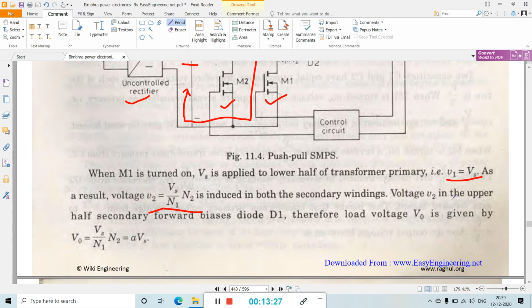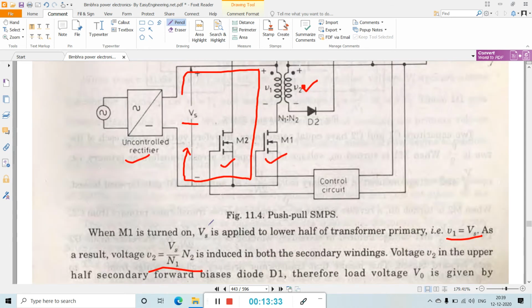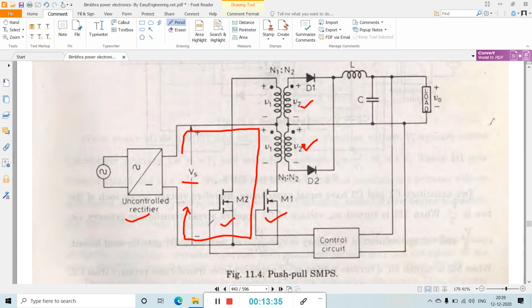So the voltage V2 in the upper half of the secondary forward biases diode D1. See, this is plus and this is minus, this is plus. So this forward biases diode D1, and reverse biases diode D2.